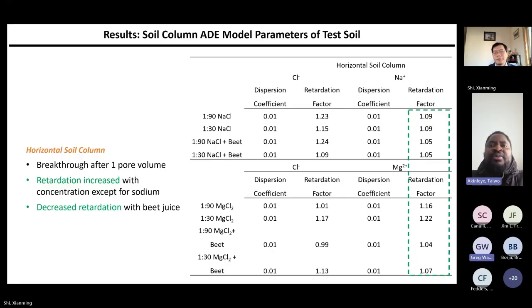For the horizontal soil column, if you recall, we tried to look at different orientations. Now we're looking at the horizontal soil column. The retardation also increased with concentration, except for sodium. And the mechanism for this is not yet fully understood. We need further studies on this. But then we still have a decrease in retardation with beet juice. So for both the horizontal and the vertical soil column, introducing beet juice actually reduces the retardation, that is, the interaction between the cations and the soil particle surfaces.